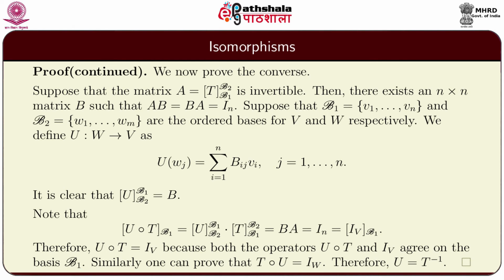So, by the theorem we proved, it shows that the operators U circle T and IV have to be the same. And similarly, if we just reverse the directions of U and T, then we can prove that T circle U is the identity operator of W, and therefore we have proved that U is equal to T inverse. So, T is an isomorphism.